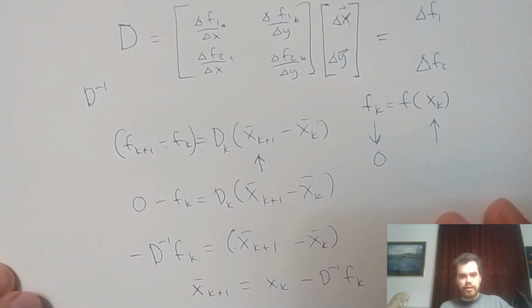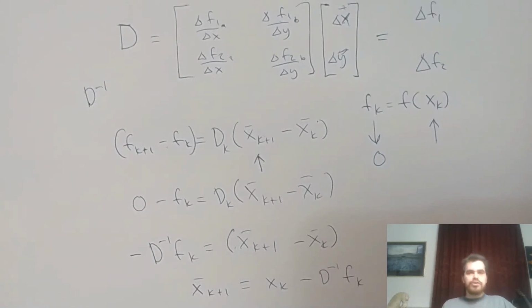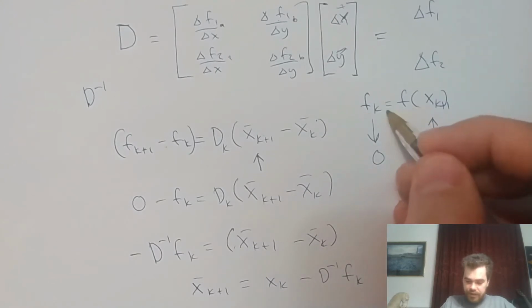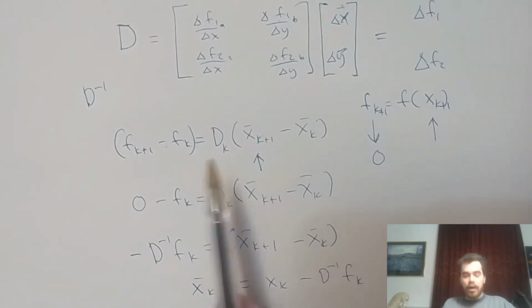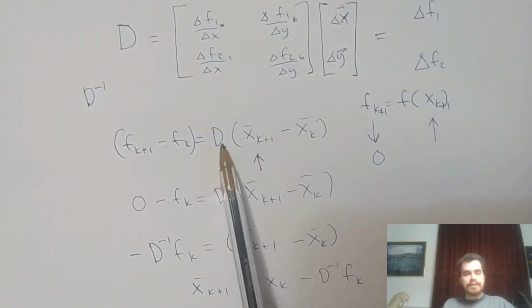And just as before, we evaluate. We come up here at f_(k+1). Is f_(k+1) equal to 0? And if it's not, then we do all this over again. But since we're in a new location now, we'll have a slightly different Jacobian.